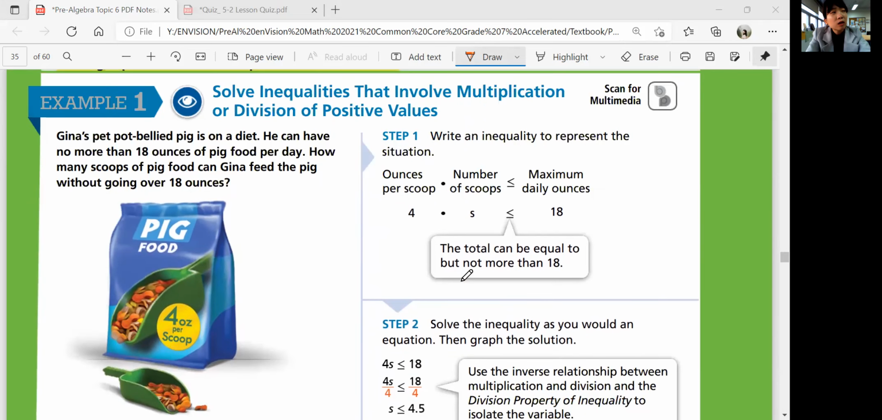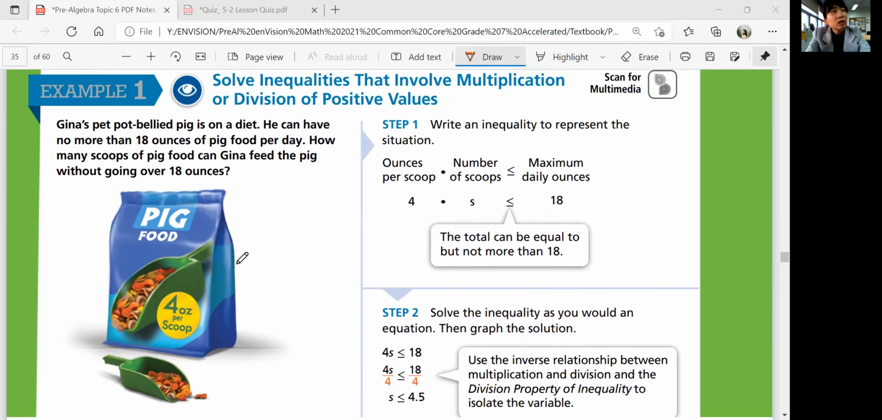So she has a pet pig and the pig is on a diet, so she cannot eat more than 18 ounces of pig food per day. So first, you're going to write an inequality to represent the situation.